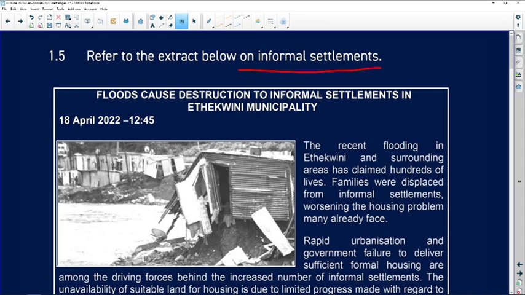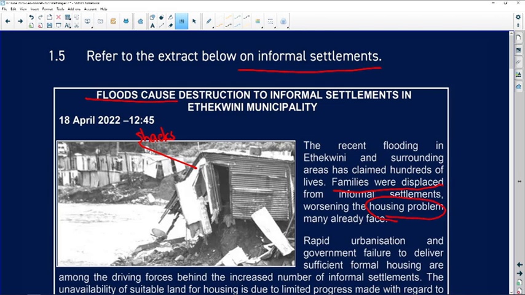Okay, as we can see, there's floods causing destruction in informal settlements in eThekwini and the surrounding areas. How can we identify the informal settlements? We just look at the housing structure. We also know them as shacks in South Africa. It's material that's being used, any type of material. It's not very safe, right? And as you can see, with flooding, not a very strong infrastructure. Families will get displaced. In the informal settlement, it creates more housing problems that they already face.